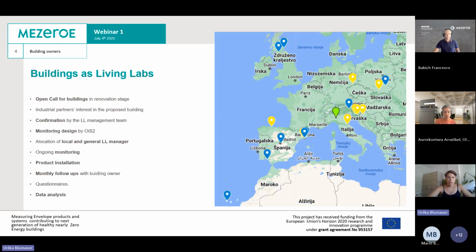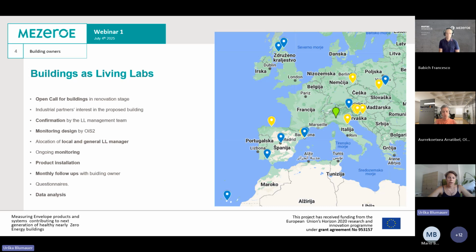And then how did we do this? So how to pose buildings as living labs. So here it will be just a short recap of how this was done within the project. So first we opened a call for buildings that were in a renovation stage. You can see here a map of the different buildings that applied, and then the industrial partners have looked into these applications to see if the buildings are suitable for them.